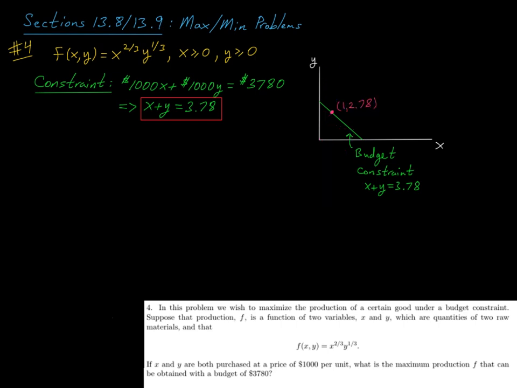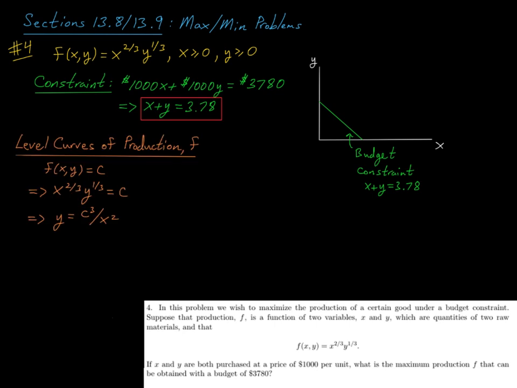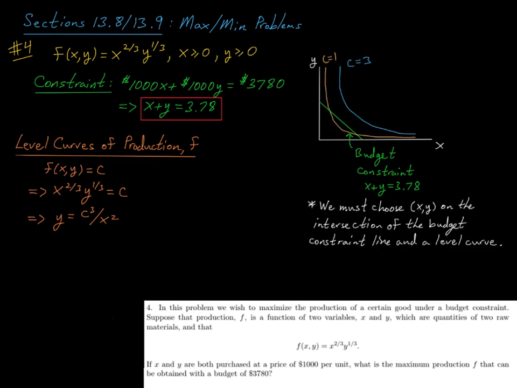Okay, so with that in mind, let's now turn to the level curves of our production function F. These level curves correspond to all the combinations of x and y that will yield a certain fixed production level c. So I set F(x, y) equal to c, so that implies x to the 2/3 times y to the 1/3 is equal to c. Now if I divide both sides by x to the 2/3 and cube both sides, I get that y is equal to c cubed over x squared. And I'll go ahead and plot two of these level curves. So here is where c is equal to 1, and here's where c is equal to 3.